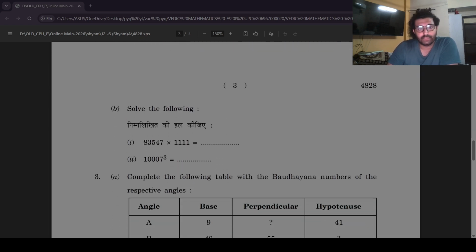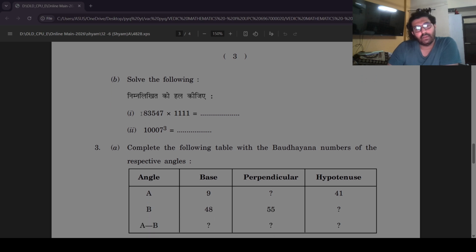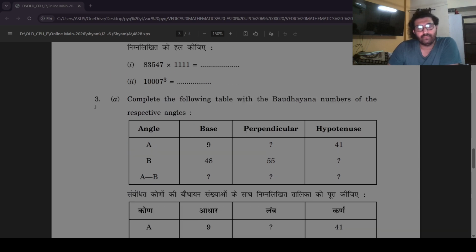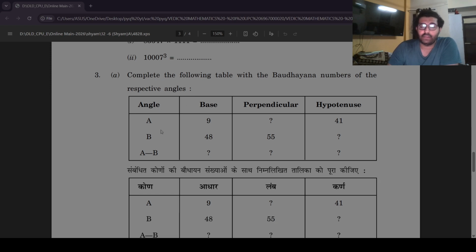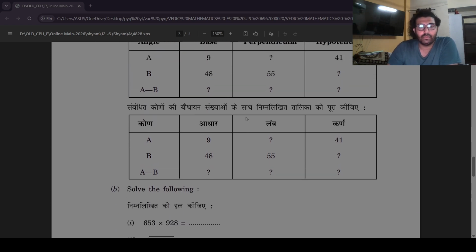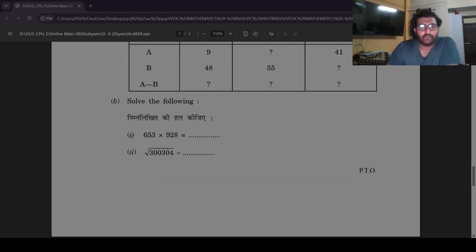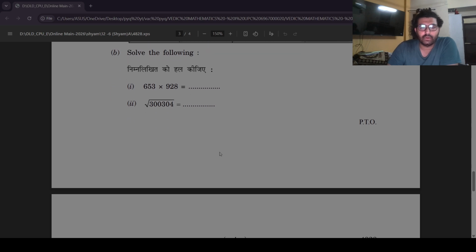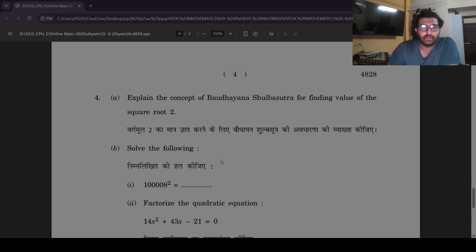As for part B, solve the following. Again, you guys can just see this on screen. And for question number 3, complete the following table with Bodhaya numbers of the respective angles. Here's the table you can see on the screen. Then for part B, solve the following. Here are the two equations you can see on the screen. You can solve them easily.